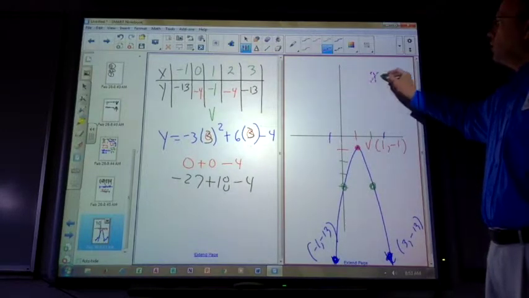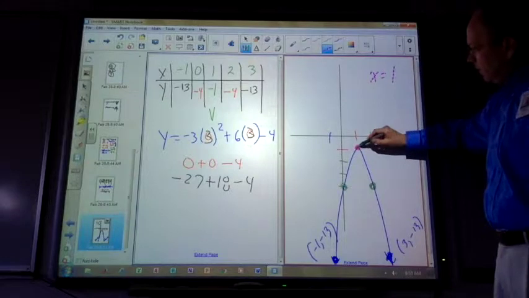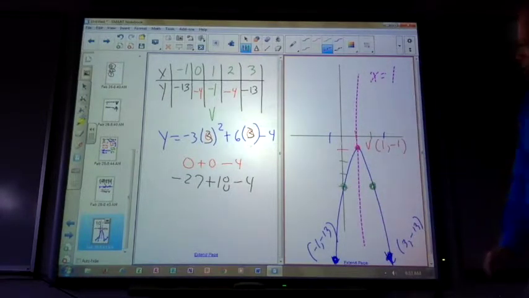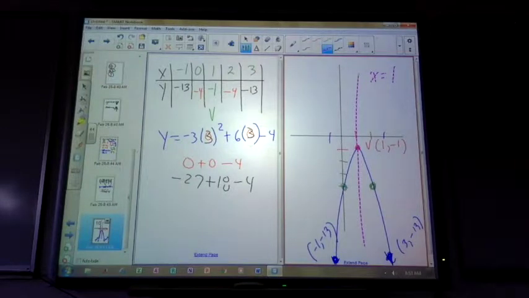X equals 1. And that's a vertical line that does this. And we'll make it as straight as possible. There it is. There it is. Wow. Okay. I think I'm okay. Oh, yeah, that's what you said.